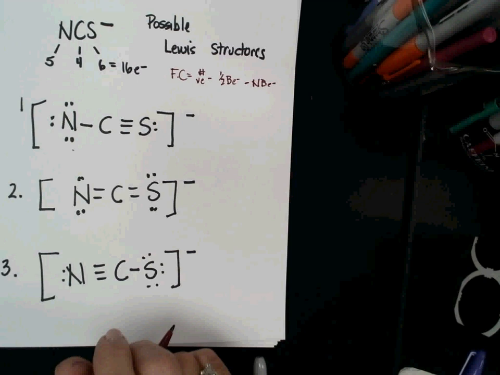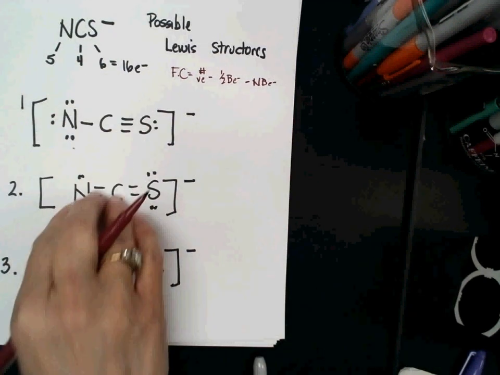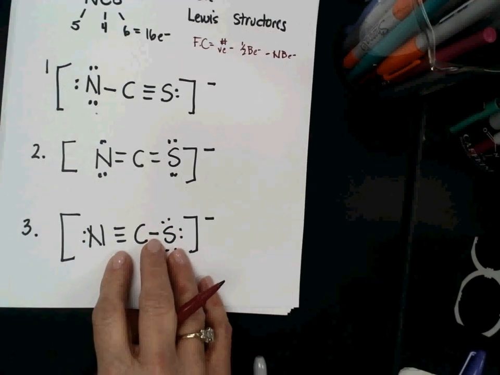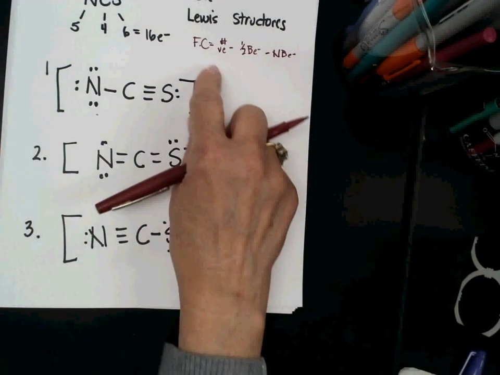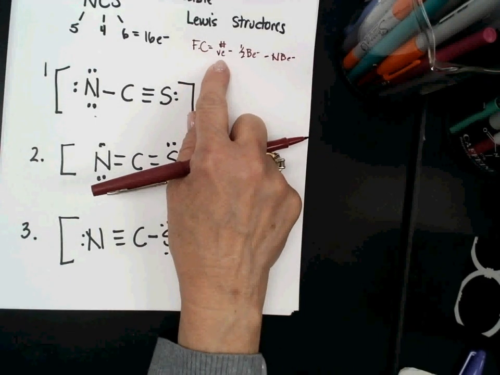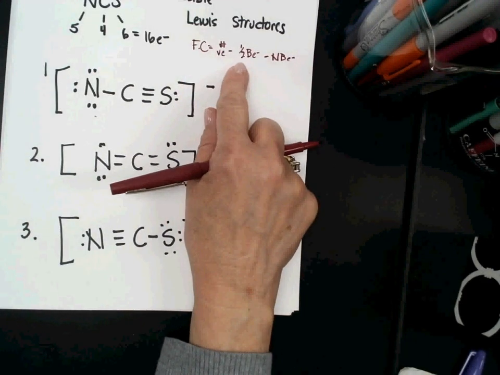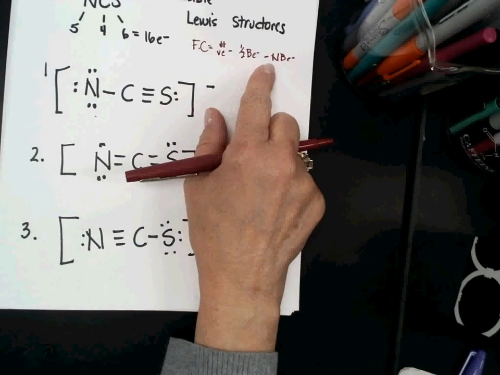Okay, so did you all come up with these three? Do they look like this? Yeah. Okay, so now let's calculate formal charge. Formal charge is equal to the number of valence electrons minus 1/2 the bonding electrons minus your non-bonding electrons. So let's look at the first one.